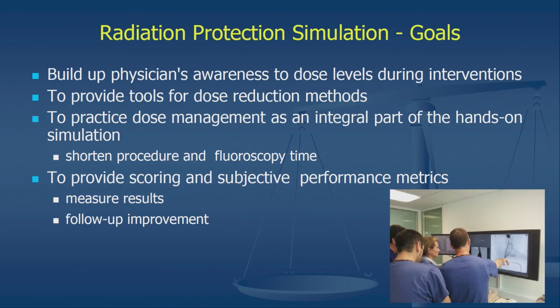What are the goals of the radiation protection simulation? First of all, our awareness. It provides us tools for reduction methods, and you can practice those measures as part of hands-on simulation. For example, shorten fluoro time and procedure time. Provide scoring and objective personal performance metrics like follow-up improvement and measured results. Now, remember that as you shorten procedure time, you will clearly shorten the fluoro time. And this is the reason that simulators are so important, not only by means of radiation, but also by means of correct performance. Next, please.